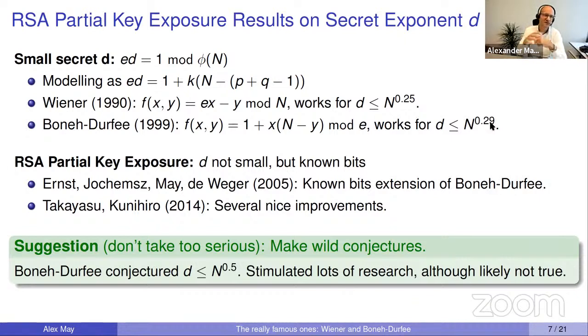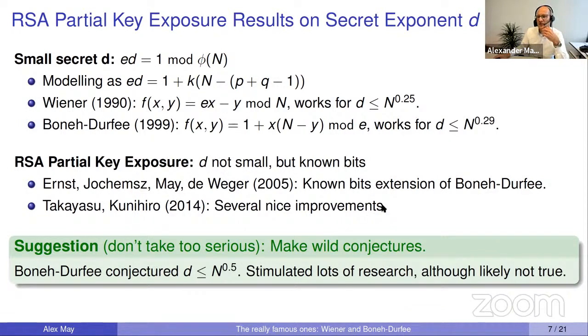That's very impressive. And this is now the base case. These are small d's. And now you can ask the question, what happens if d is not small, but you know some bits of d, right? Let's say the upper bits. And this was done in this work here at Eurocrypt 2005 by Ernst, Jochemsz, myself, and de Weger.